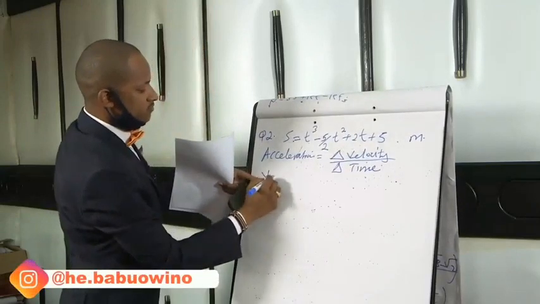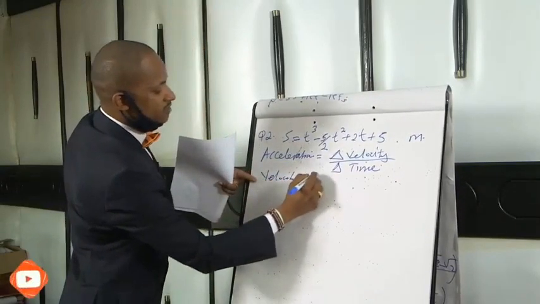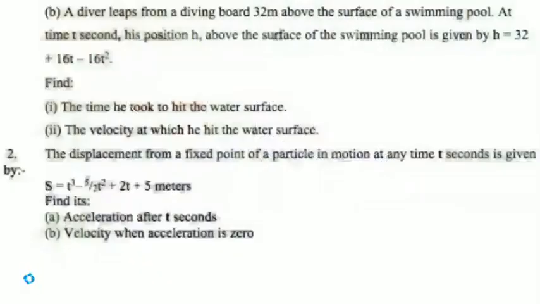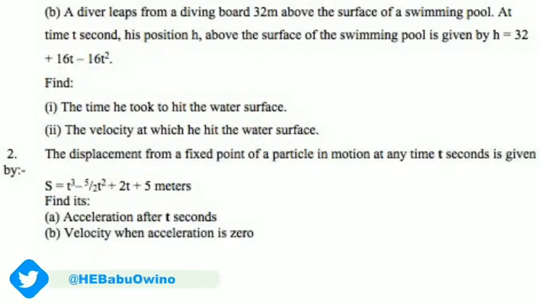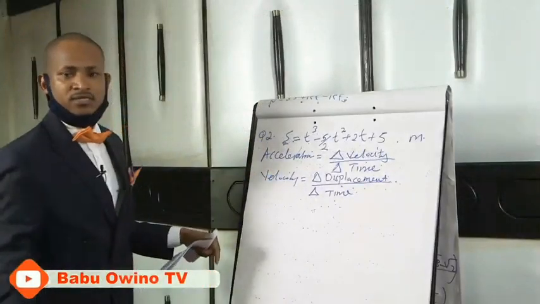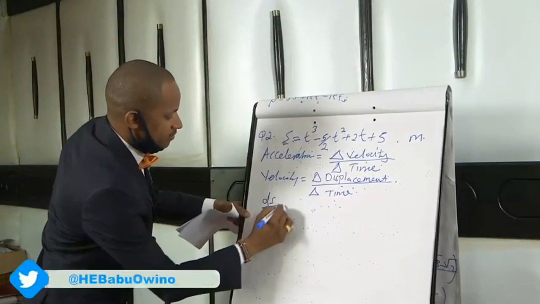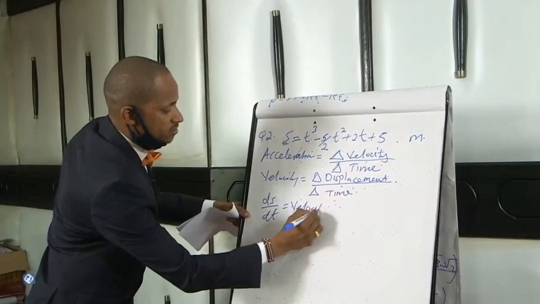But velocity, we saw earlier, is given by change in displacement divided by change in time. Therefore, for us to get acceleration, we have to get velocity first. So for us to get velocity when we are given displacement s, we differentiate s with respect to t. Therefore, we will have ds/dt, which will give us the velocity.